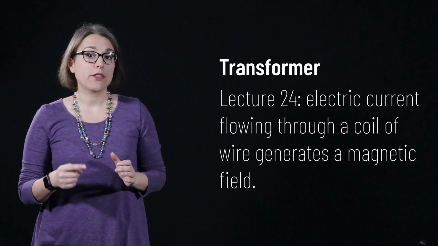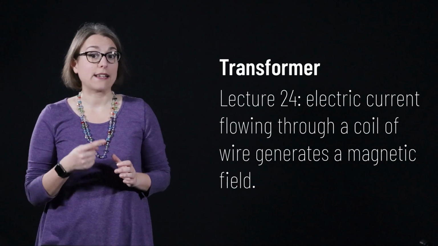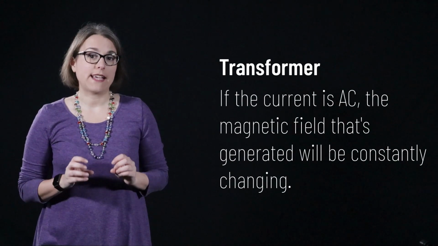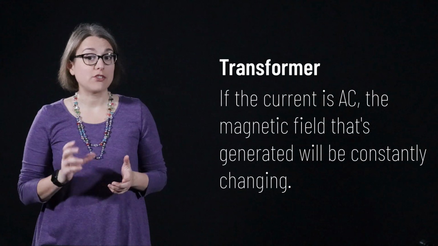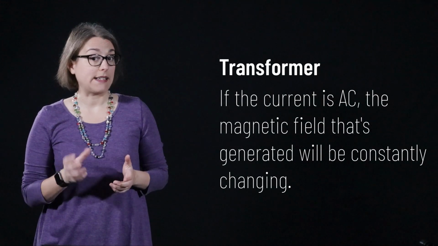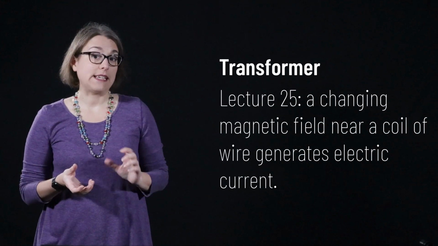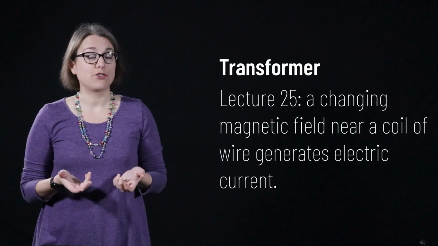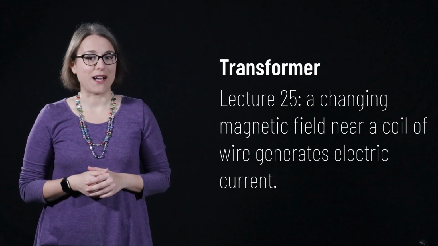Electric current flowing through a coil of wire generates a magnetic field. When that current is AC, the electric field changes, which generates a changing magnetic field. That changing magnetic field causes an induced voltage in any coils of wire that are nearby. Let's see how this works.